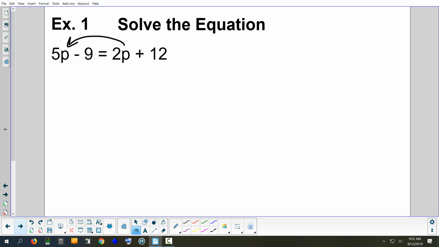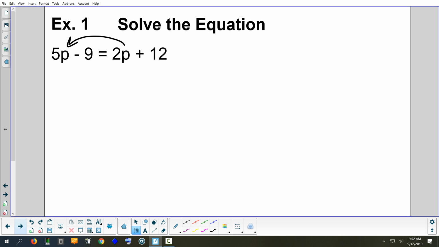Now, did you pick left for any reason? Just first thing you thought of. Okay. I agree that I would put them on the left, but I have a really good reason why I would do that. Does anybody know why putting the variables on the left is going to make this problem easier? It's going to avoid something. Yep. So you can leave the 12 by itself?